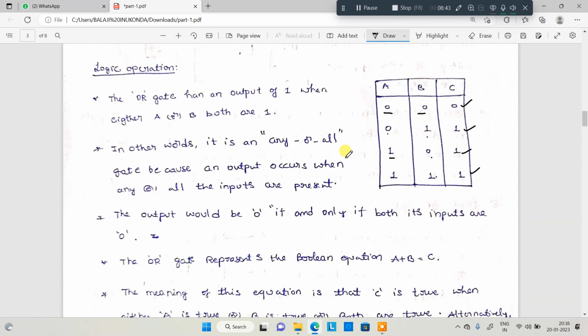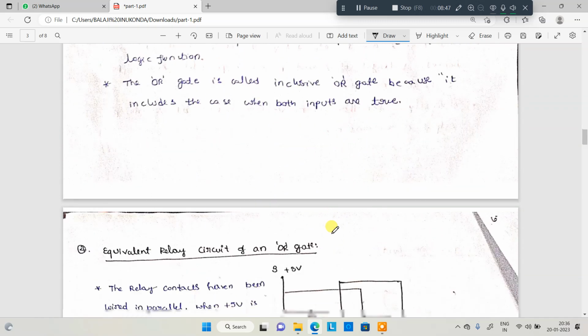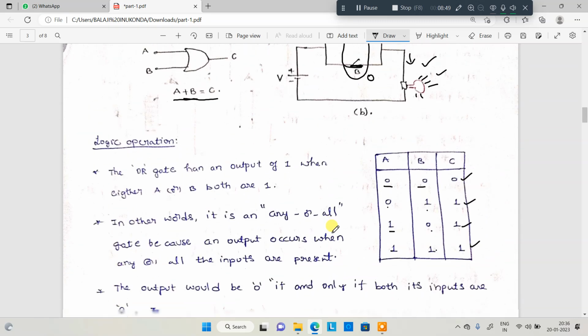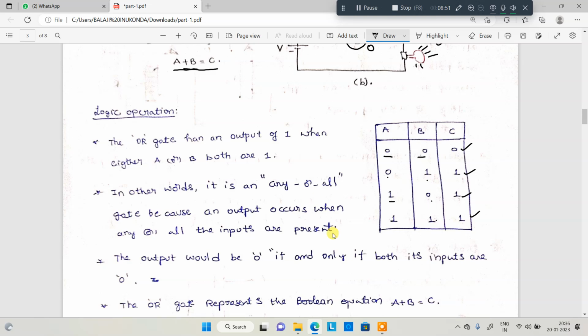So how exactly the questions will be asked in the examination, we'll see this. These are the points related to the OR gate. We'll see them one by one. The OR gate has an output of 1 when either A or B or both are 1. This is one of the important statements. Whenever the OR gate output is 1, either A or B or both are 1, then only the OR gate is 1.